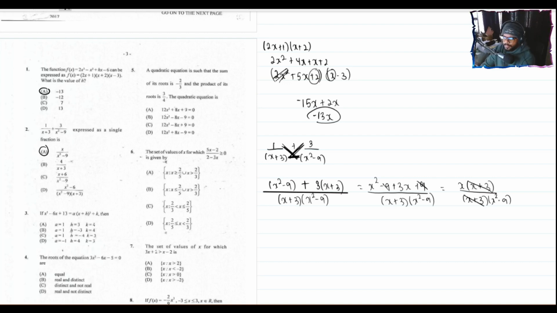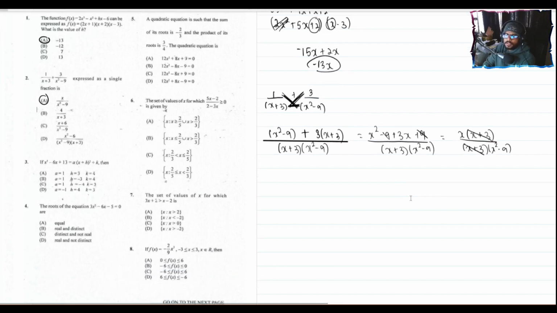Number 3, completing the square. If you want, you could use your formulas. I believe the formula will be h is equal to b over 2a, and k is equal to c minus a h squared. However, there are many ways to do this question. One way I do this question is simply completing the square.